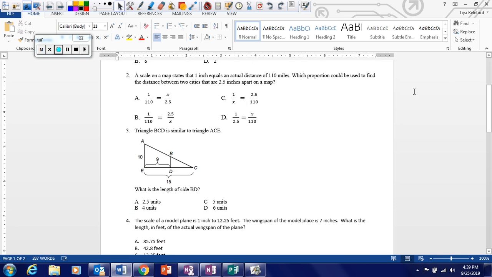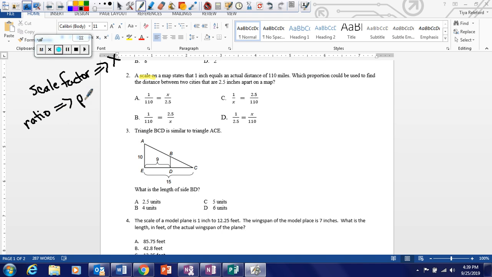Number 2. A scale on a map states that 1 inch equals an actual distance of 110 miles. Which proportion could be used to find the distance between two cities that are 2.5 inches apart on the map? Here's your key word, scale. If it is scale, it will either say scale factor, which means you're going to multiply, or it will give you a ratio, which means you're going to use proportions.